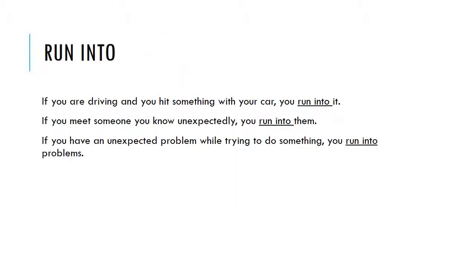All right, run into. So run into is one of these phrasal verbs that has a variety of meanings. If you are driving a car and you hit something, that means you run into it. If you meet someone you know unexpectedly, you run into them. And if you have an unexpected problem while trying to do something, you run into problems.